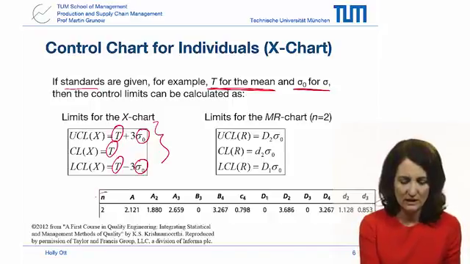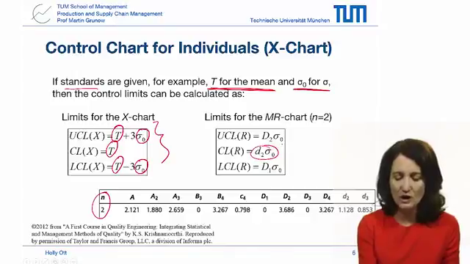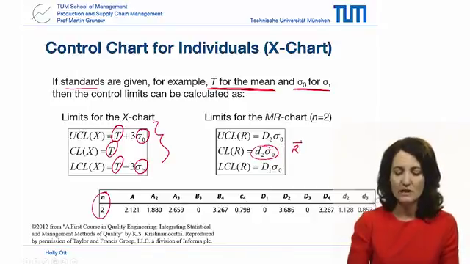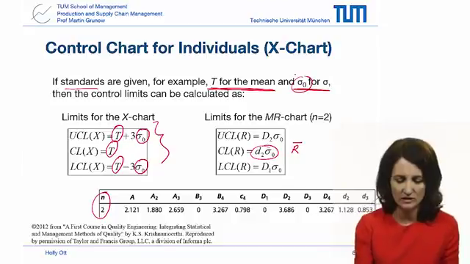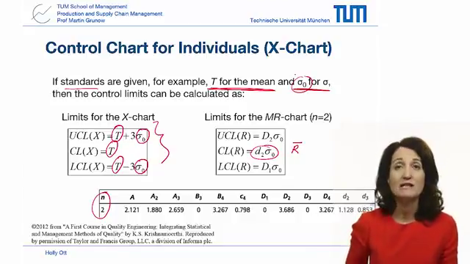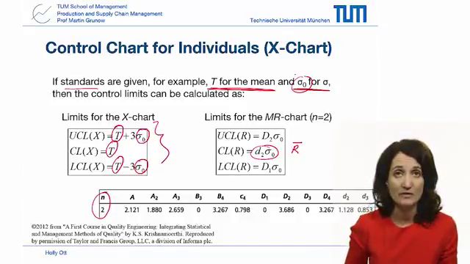Again, we're using the n equals 2 values, but here we estimate the R bar value to be equal to D2 times sigma naught, where sigma naught is our standard. So let's look at an example of this.